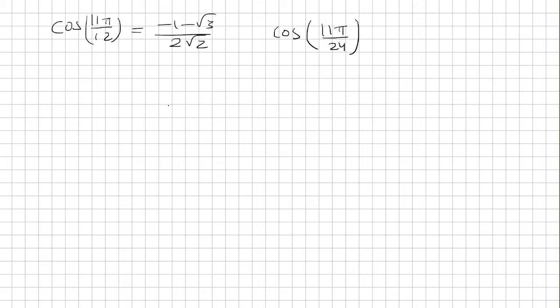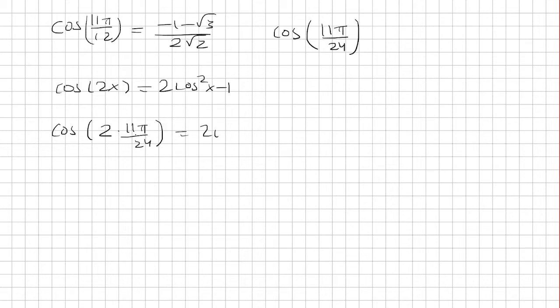So we're given cosine of 11 pi over 12 is equal to negative 1 minus square root of 3 over 2 square root of 2. We want to find cosine 11 pi over 24. The way we're going to do this is using the double angle identity. So we have cosine 2x is 2 cosine squared x minus 1. So here I'm going to replace x with 11 pi over 24.